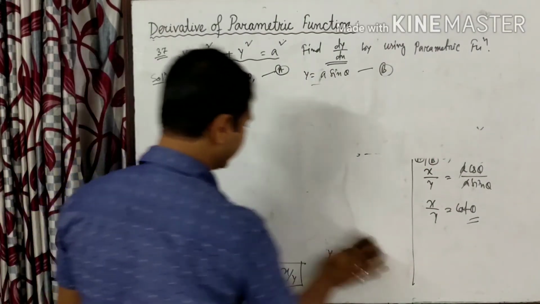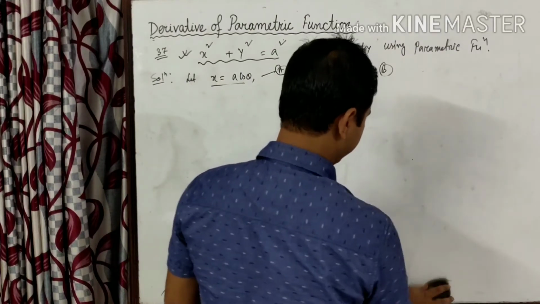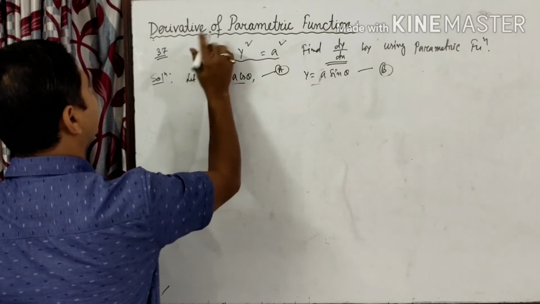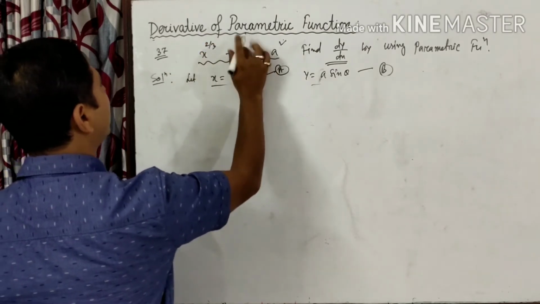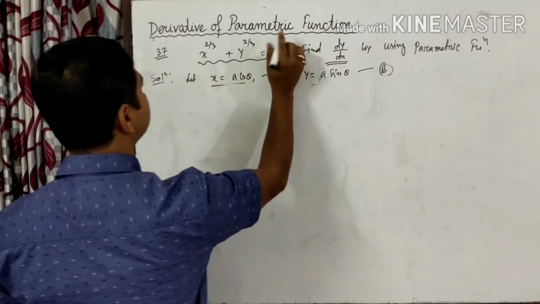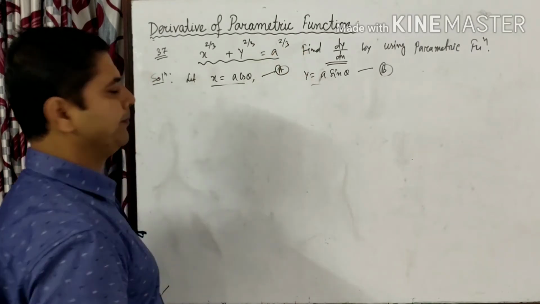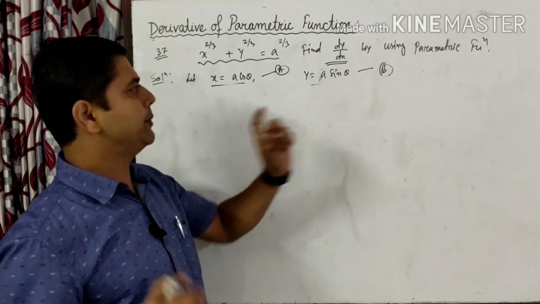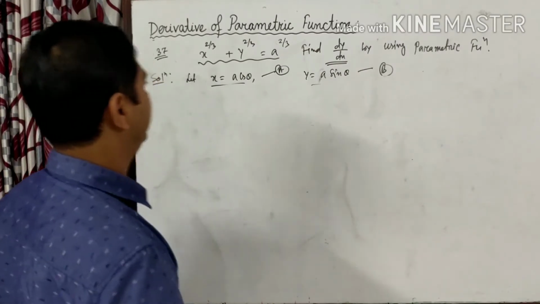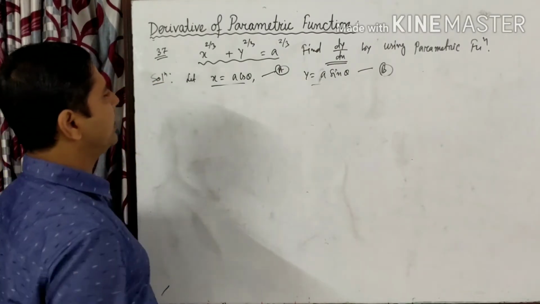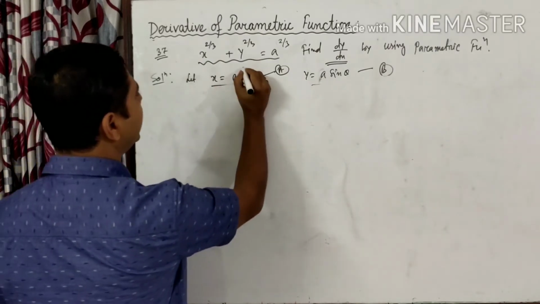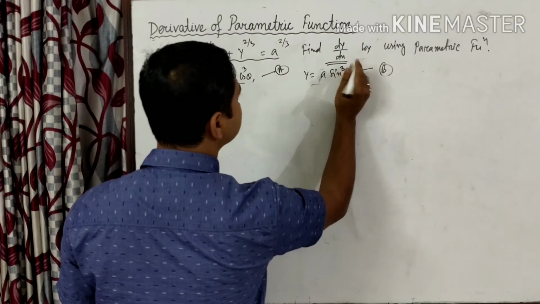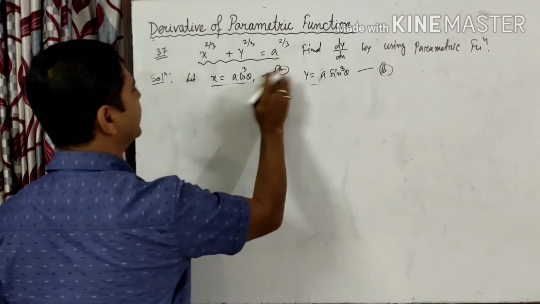If your question comes in this form, say the function is x to the power 2 by 3 plus y to the power 2 by 3 equals a to the power 2 by 3. Now you have to find the derivative of the function, that means dy by dx, in which format? Parametric format. So we take x equal to a cos cube theta and y equal to a sin cube theta.